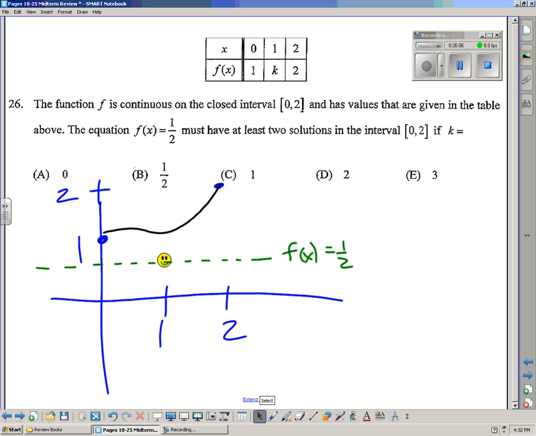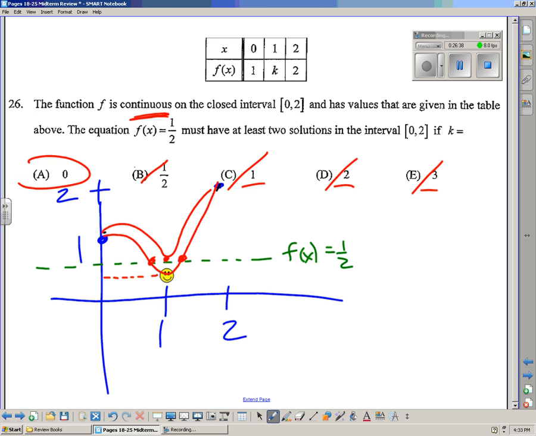So I would have to really take my point, move it below the green line, and then if I want to connect all three of these points, because the graph is continuous, I would really have to dip below that line 1/2, and then I would have two solutions. So I need to dip below the line. 1/2 would dip me exactly on the line where I could kind of just cheat and only have one solution. 1, 2, and 3 are all no good because they're not below the line. And 0 is the only y value below the line. So if I had a 0 here, I would get two intersection points. Choice A is the answer.